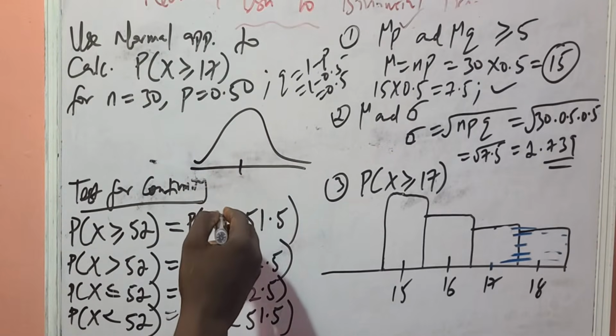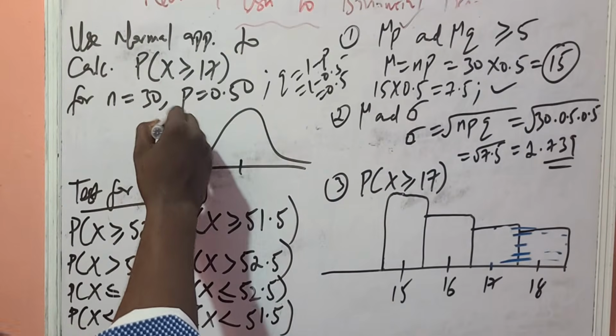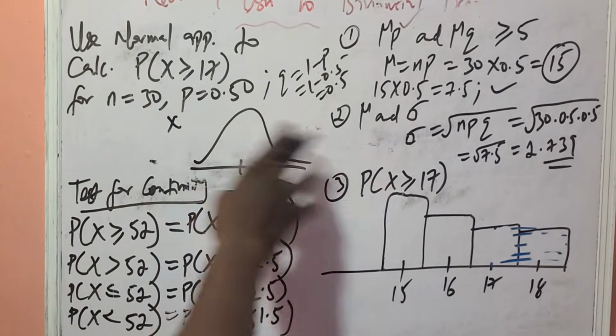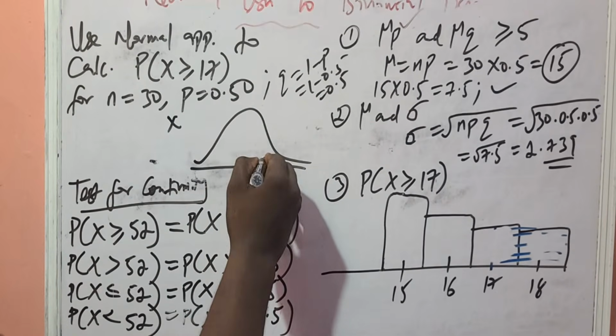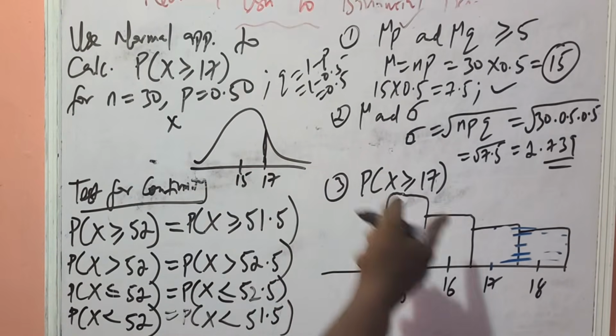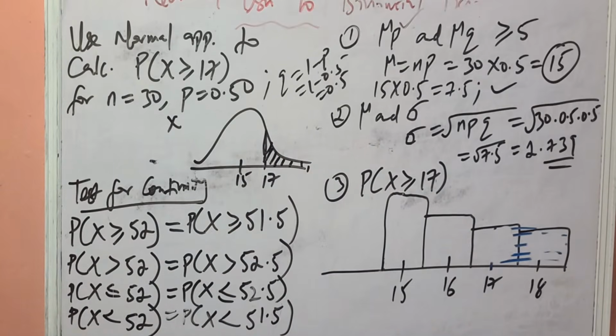If we had, of course, the mean, I'm sure this is an x normal distribution. I'm not standardizing yet. Because the mean is 15, so this is 15. 17 will be somewhere here. Now, with greater than or equal to 17, we're interested in all these portions.